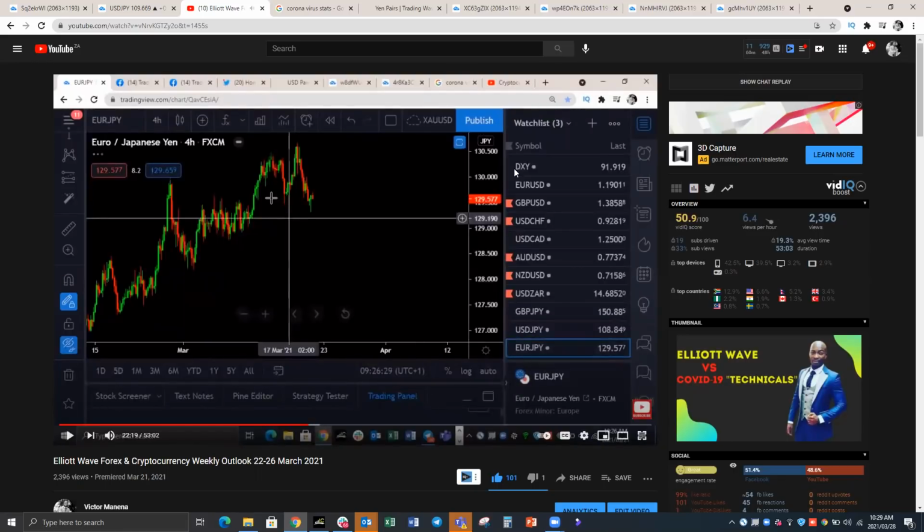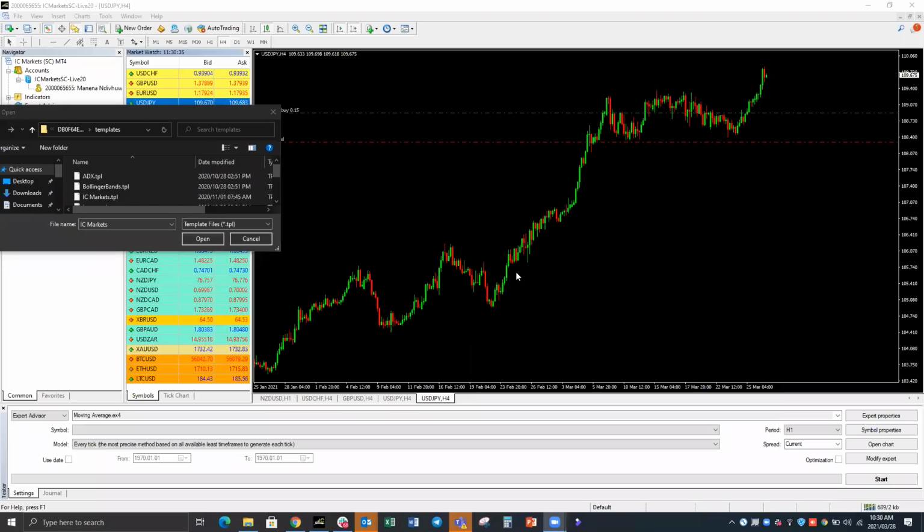Okay. Right, so this is my live account on US dollar yen. As you can see here, it was a very simple trade. Just at 108.90, it has already moved to about 109.80. It's a very simple trade, but we're not only starting to buy US dollar yen now.